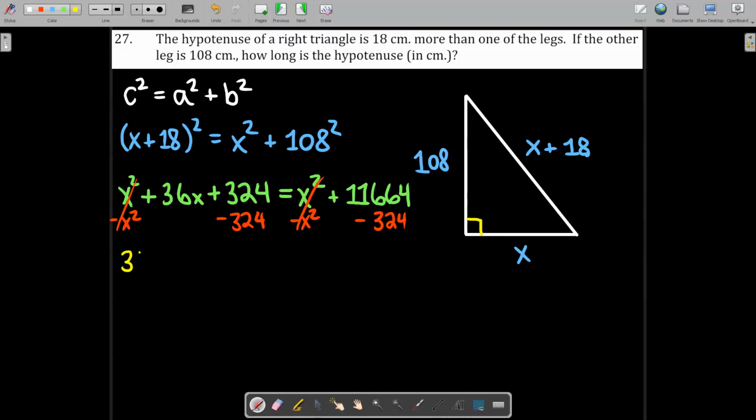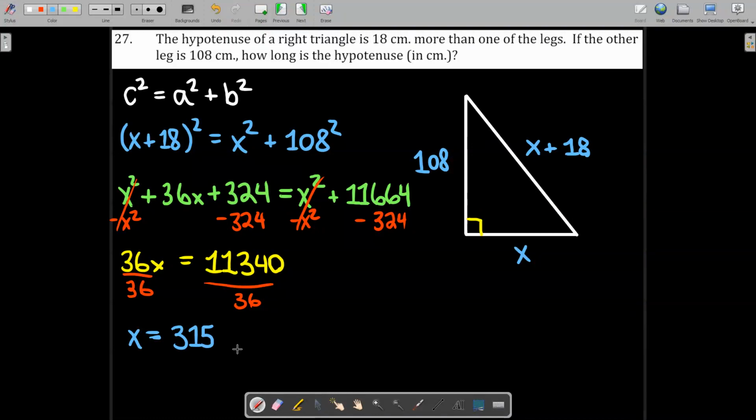But we will have 36x equals 11,664 minus 324, which is 11,340. And then we are going to get the x by itself by dividing both sides by 36. And that's going to give us x equals, what was that? 315, I think, if I'm not mistaken. You can verify with the calculator.